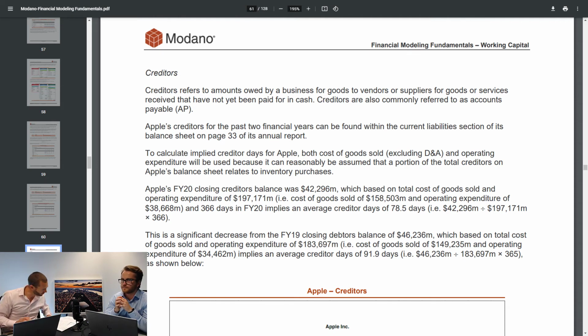That's the important thing to bear in mind. So that 158 number is net of D&A, which we removed. It's consistent with the model. That's important because otherwise we'd be forecasting on a different basis than we're historically analysing.